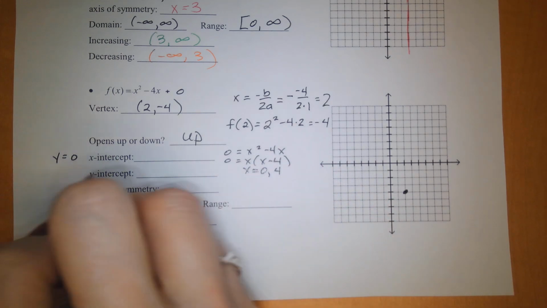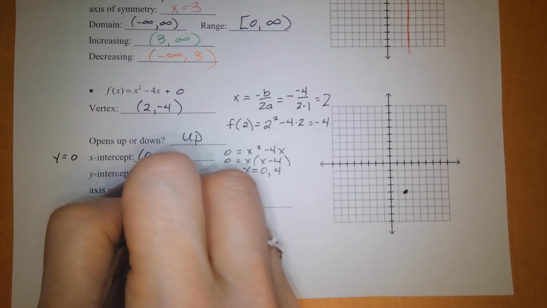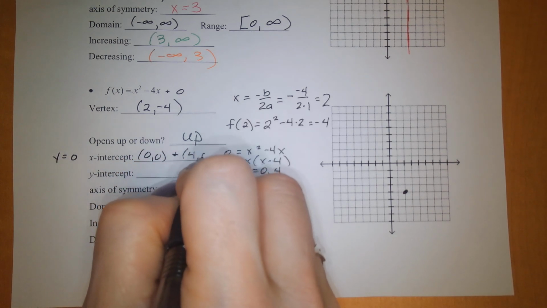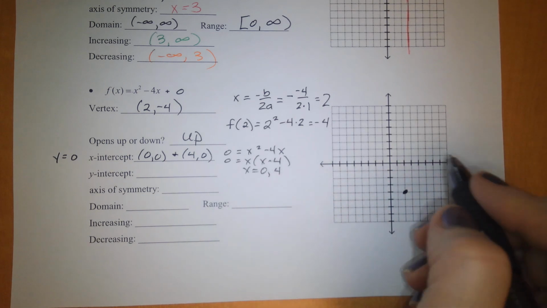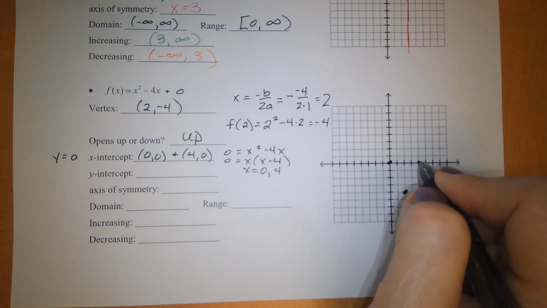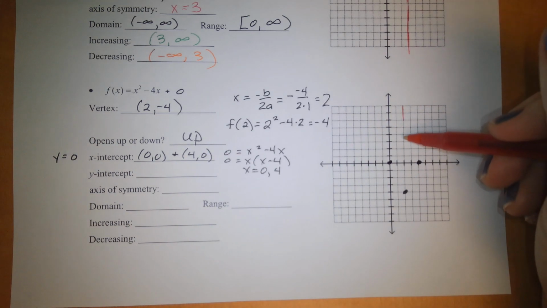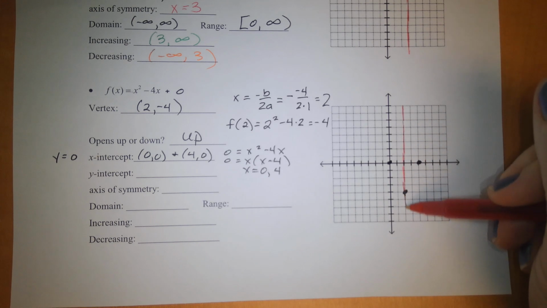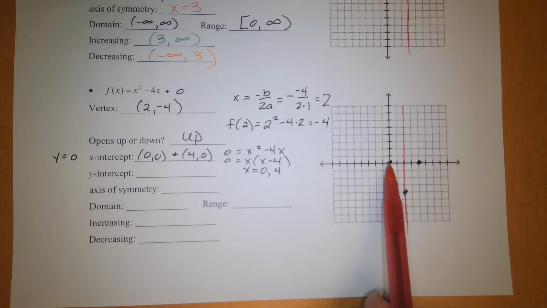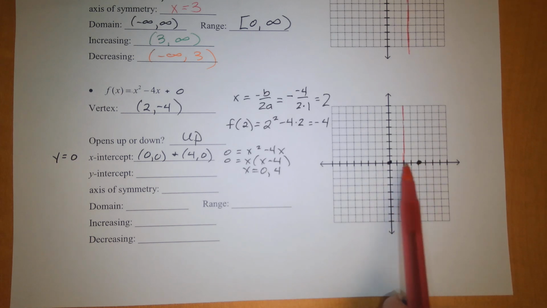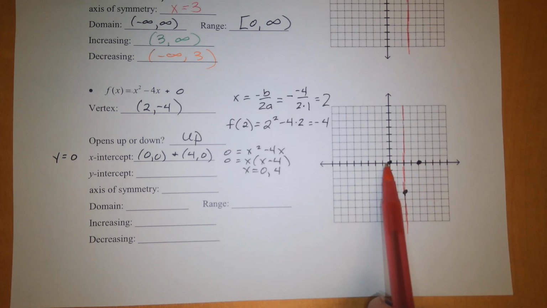So I have two x-intercepts, one at (0, 0) and another at 4. That looks good to me because I know that the axis of symmetry is going to come down through my vertex, and my x-intercepts are equidistant from the axis of symmetry, meaning they are symmetric on both sides. So that makes me very happy.